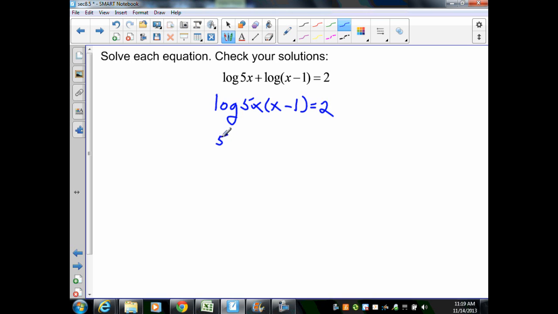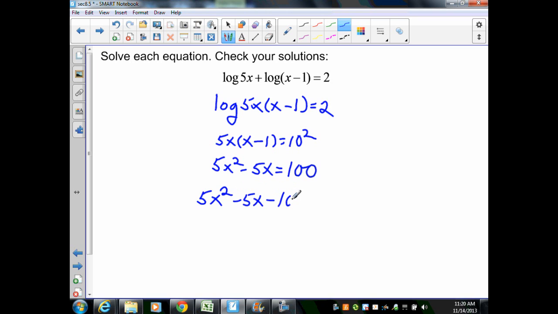Now what I need to do is write this in exponential form. That gives me 5x times x minus 1 equals 10 squared. Let's simplify both sides. That gives me 5x squared minus 5x when I distribute, and that equals 100. I'm going to set this equation to 0, which gives me 5x squared minus 5x minus 100 equals 0. I'm going to factor out a 5. That gives me x squared minus x minus 20 equals 0. Now, bring down my 5 and factor again.